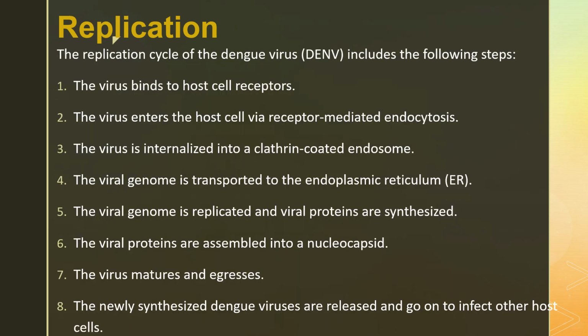The replication cycle of dengue virus includes the following steps. Virus binds to the host cell receptor and enters the host cell via receptor-mediated endocytosis. Virus is neutralized in a clathrin-coated endosome. Viral genome is transported to the endoplasmic reticulum, replicated, and the viral proteins are synthesized. They are assembled into a nucleocapsid, then matured. Then newly synthesized dengue viruses are released and go on to infect other host cells.